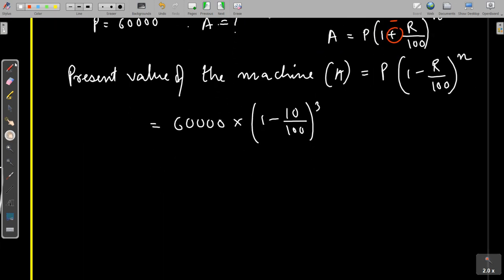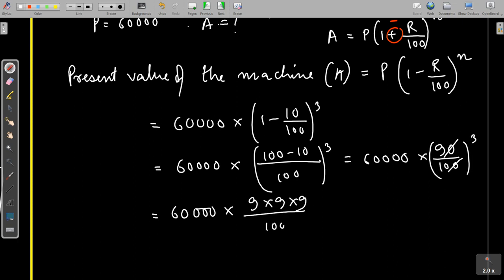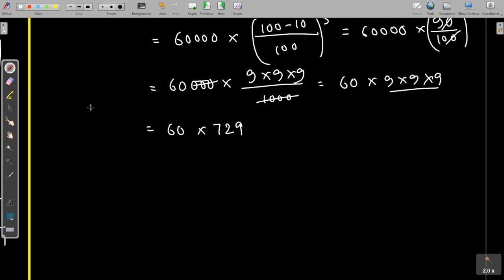See, now what do we have here? We will be having 60,000 multiplied by 100 minus 10 by 100 cubed, and this would give me something like this, 90 by 100 cubed, and zeros cancelled out. So I'm left with 60,000 multiplied by 9 cubed, which means 9 times 9 times 9, and 10 cubed means basically 1000. So again 3 zeros gone, so I'm left with 60 multiplied by 9 times 9 times 9. The cube of 9 is 729. So we have 729 times 60. That would be the current value of the object.